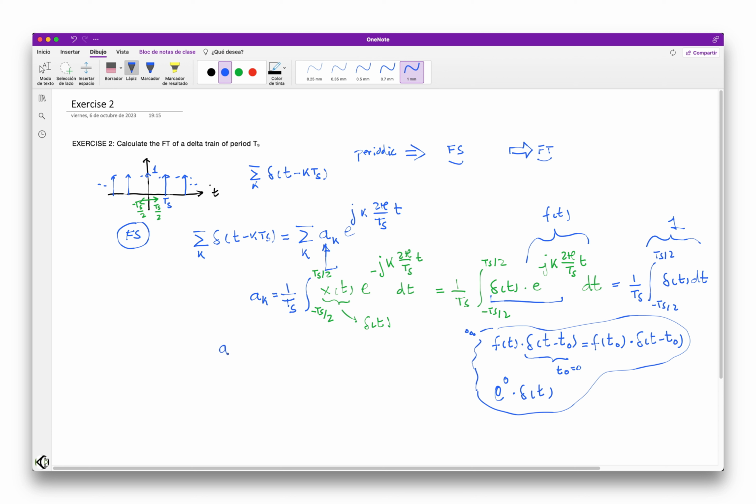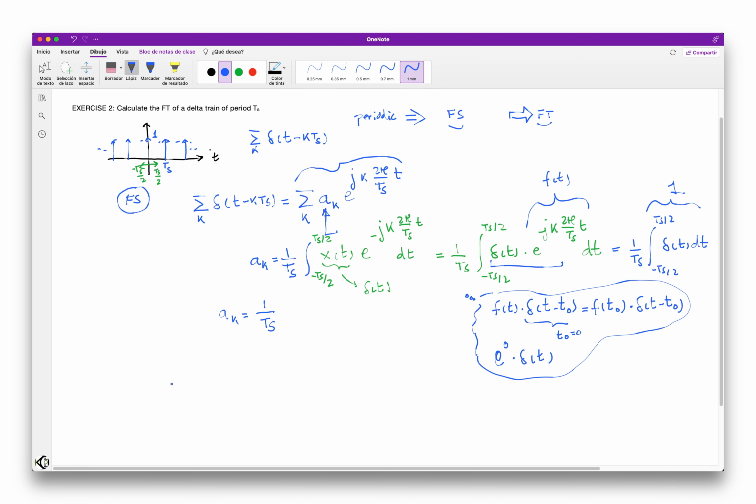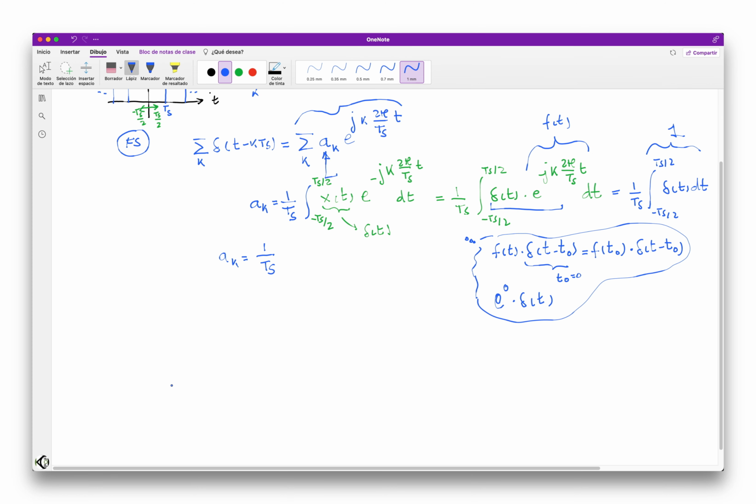So what we have concluded is that all the coefficients a sub k are the same and equal to 1 divided by Ts. Of course, you can then calculate if you want, or you can write the Fourier series, just put in this expression where a_k is substituted with 1 divided by Ts. But let's move forward and go to our objective, which was trying to calculate the Fourier transform.